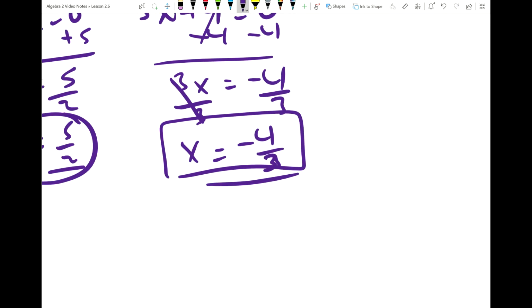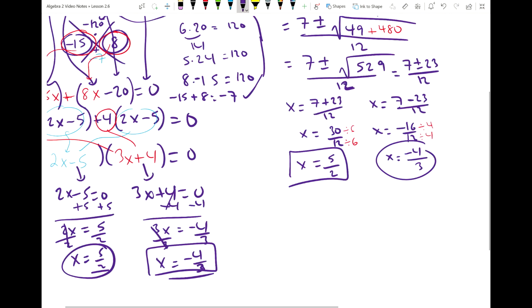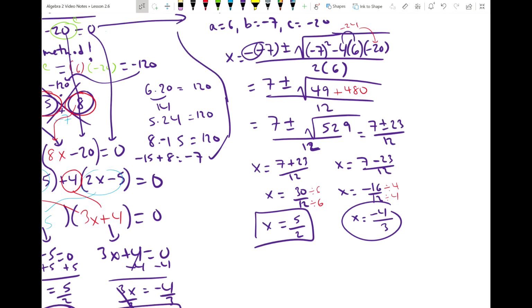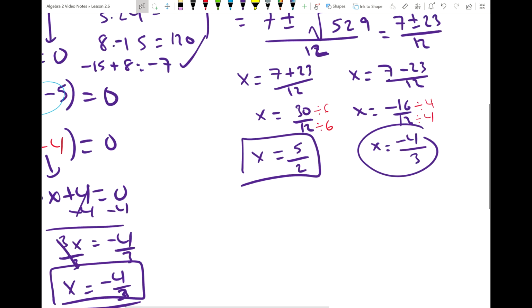So which one was easier? Was factoring easiest or was quadratic formula easiest? Sometimes one method is easier than the other. I happen to think that most of the time quadratic formula is easiest, but sometimes if it's factorable, it's easier to just factor. So it just depends on which method you prefer.